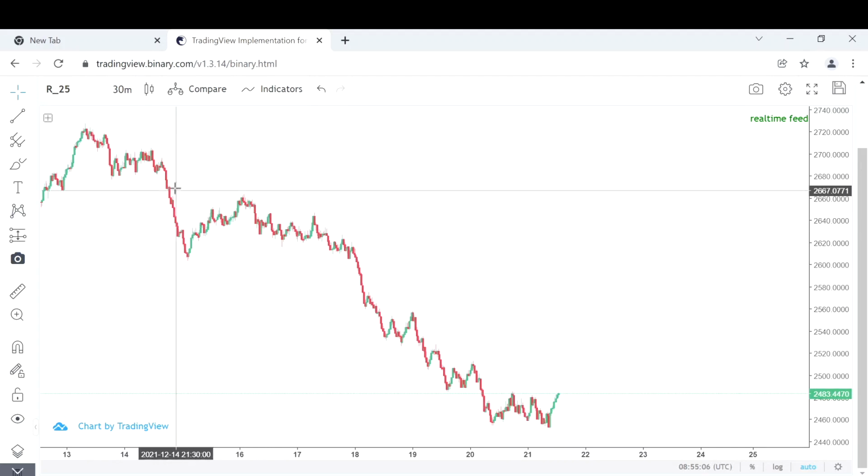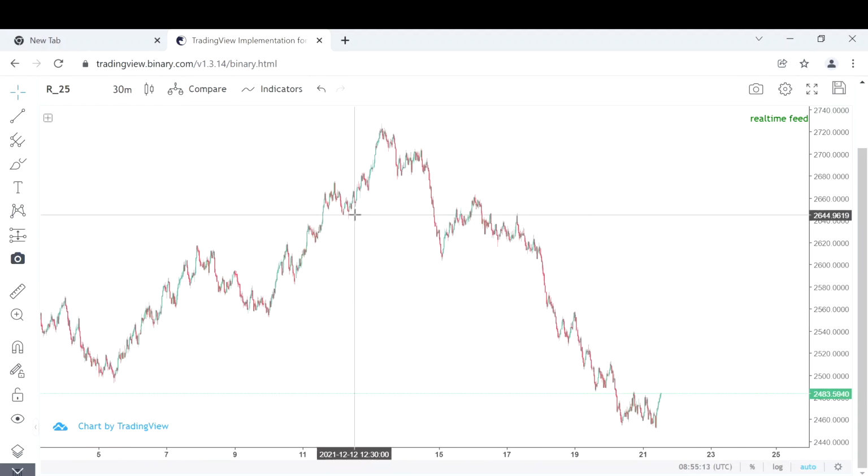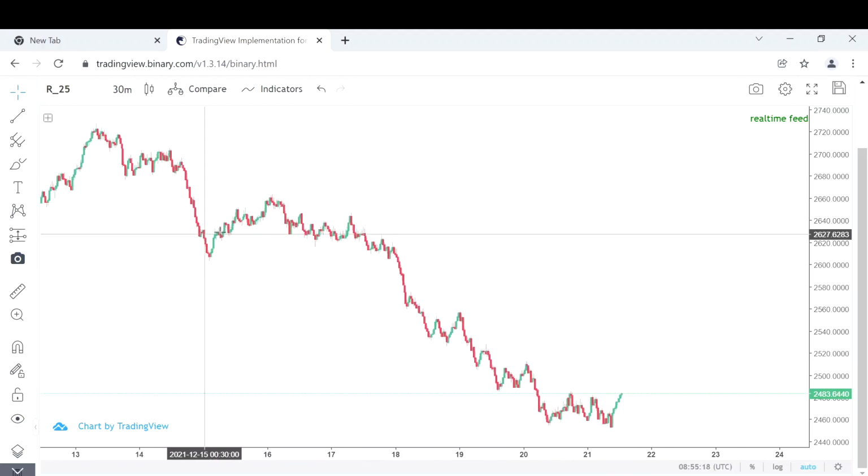So what is the best point? Let's say you take a sell at this point. Where is the best point to exit a trade? Let us zoom out like this. Let me zoom out a little. Are you seeing this?